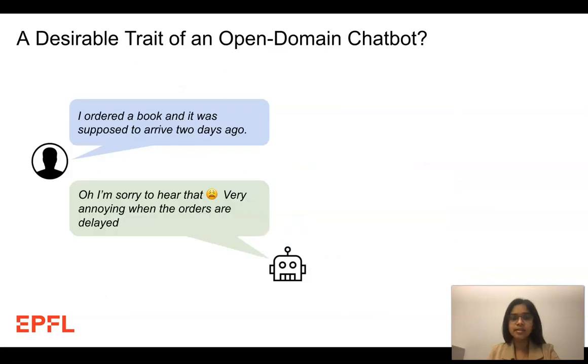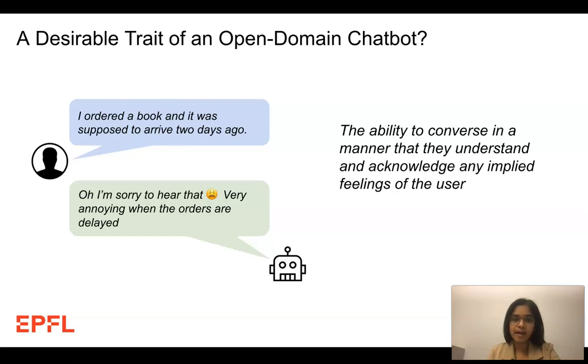So what could be a desirable trait that can be expected in an open domain chatbot? It's the ability to converse in a manner that they can understand and acknowledge any implied feelings of the user. That is a skill we commonly refer to as empathetic responding.